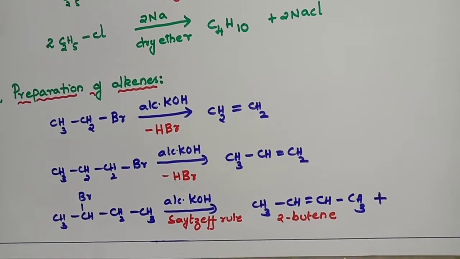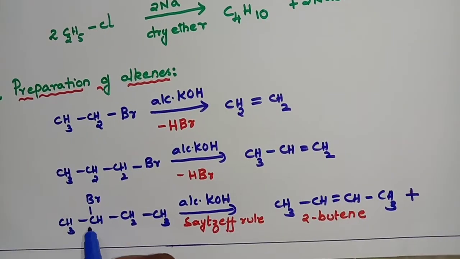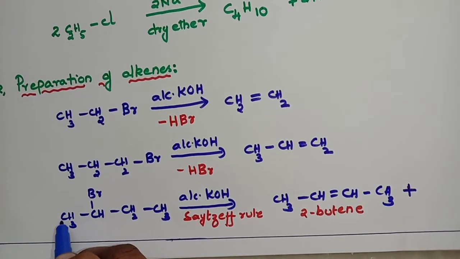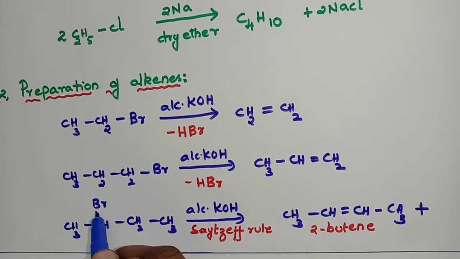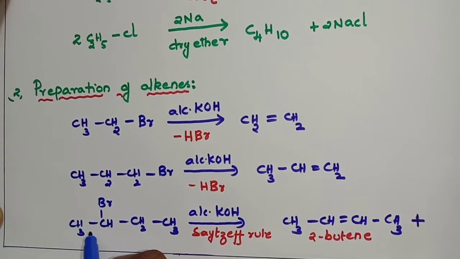Okay. So one more option is also there. So what is that? Look here. Bromine is here. That means hydrogen from this carbon, along with this Br group, can come out as HBr. So there is also one more option.